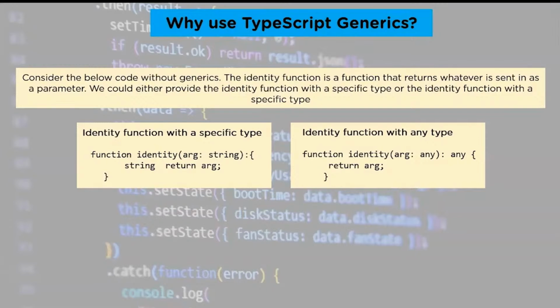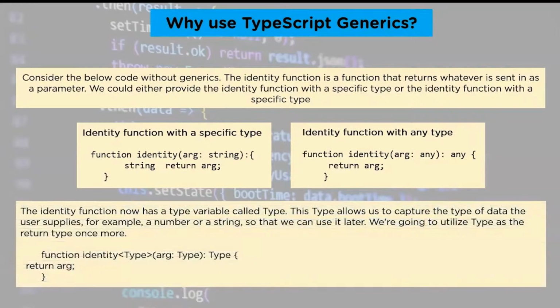We will utilize a type variable here, which is a form of variable that deals with types rather than values. The identity function now has a type variable called type. This type allows us to capture the type of data the user supplies, for example, a number or a string, so that we can use it later. We are going to utilize the type as a return type once more.